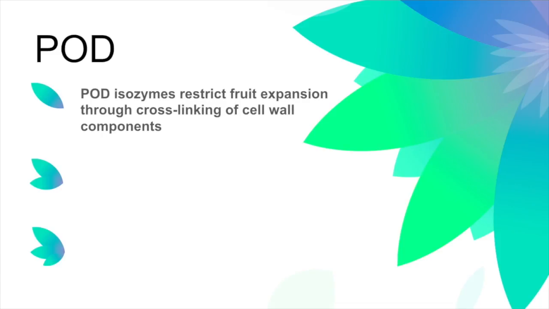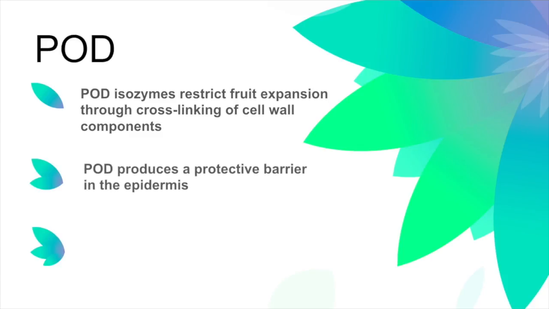POD is an enzyme that is involved in the last step of lignin formation. In tomato, POD may have a double role in restricting fruit expansion through cross-linking of cell wall components and producing a protective barrier in the epidermis.